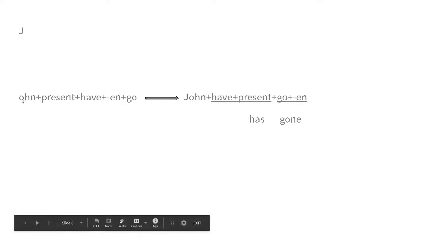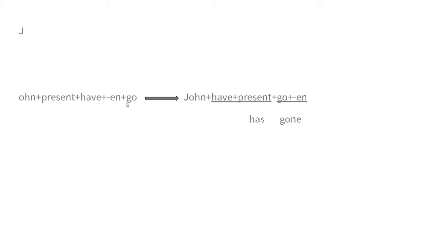Now we are going to take the kernel string: John plus present plus have plus en plus go. We'll take everything as such from the kernel string, and then apply the affix switch rule, and we get John plus have plus present plus go plus en. Thus the sentence becomes John has gone.